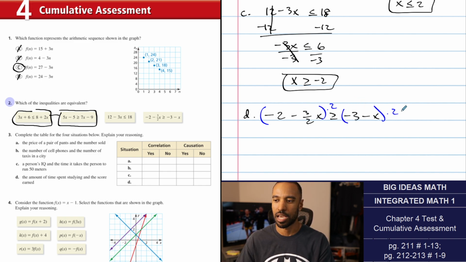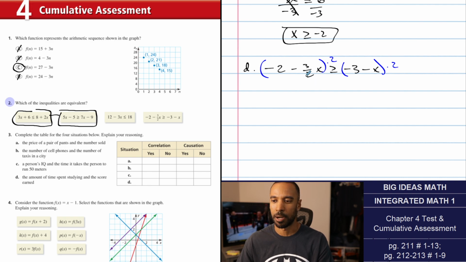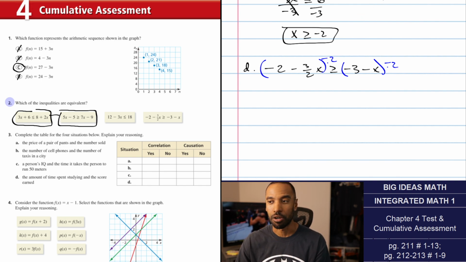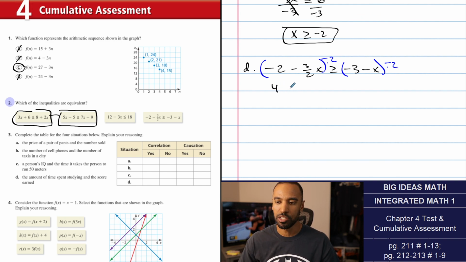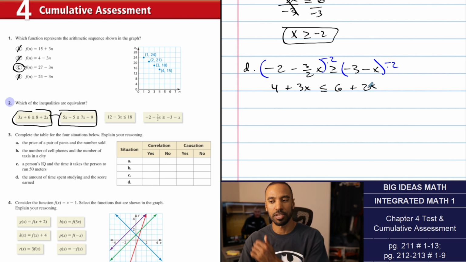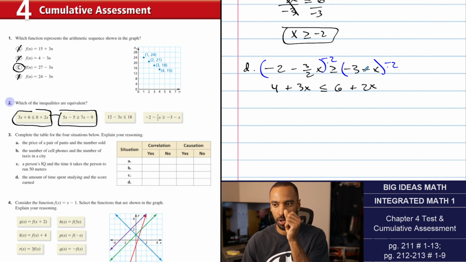Times 2, times 2. Fraction be gone. In fact, let's do times negative 2. Everything's negative, so let's turn it all positive. Keep in mind, that'll flip the inequality. So this is positive 4, positive 3x, less than or equal to positive 6, positive 2x. Everything is doubled, sign changed, inequality flipped.